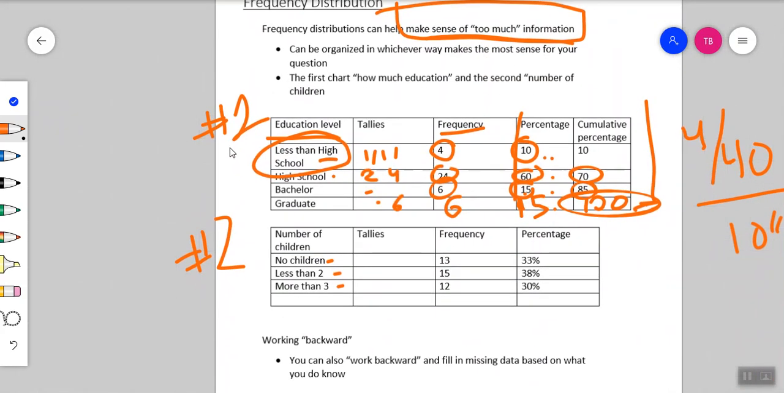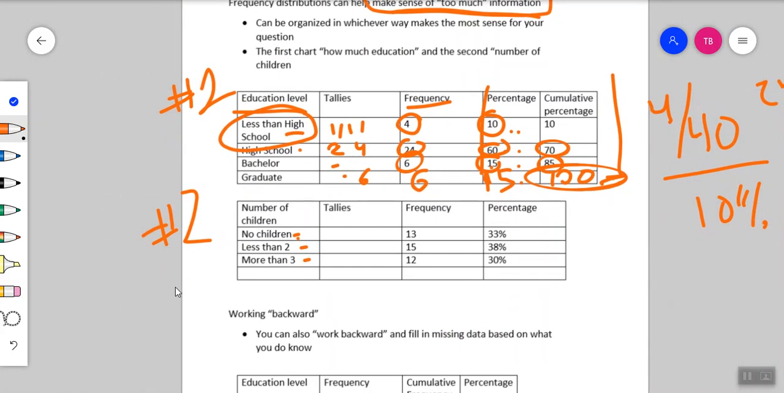So part of the way to do this then is to do no children, less than 2 children, and more than 3 children. So if we go back and we count them, I actually have it filled out for us already. So if you go up to the top and count no children, you get 13. Less than 2, 15. And more than 3, 12. It's the same idea. It should add up to 40. And same thing with the percentages, should add up to about 100%. So always when you're thinking about these things, the frequency should always add up to the total. So in this case, it was 40. The percentages should always add up to 100%. So those are 2 versions of looking at that.